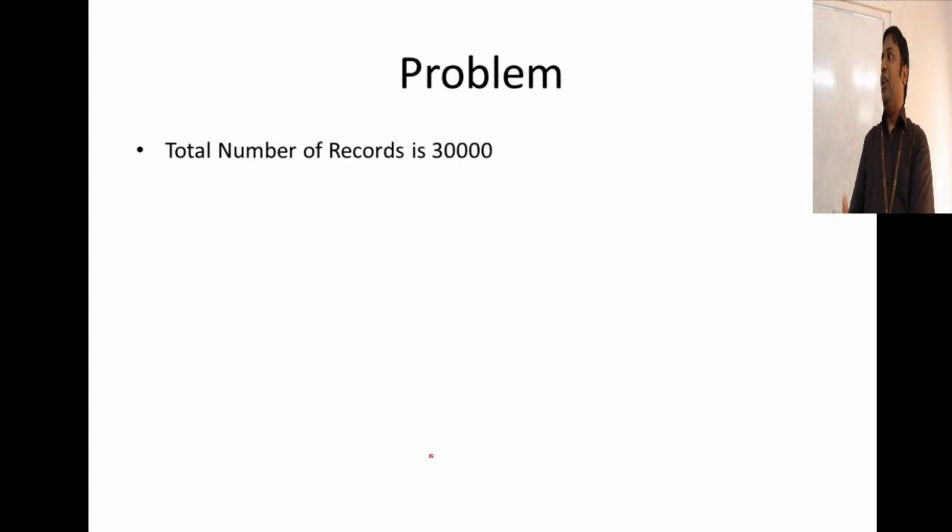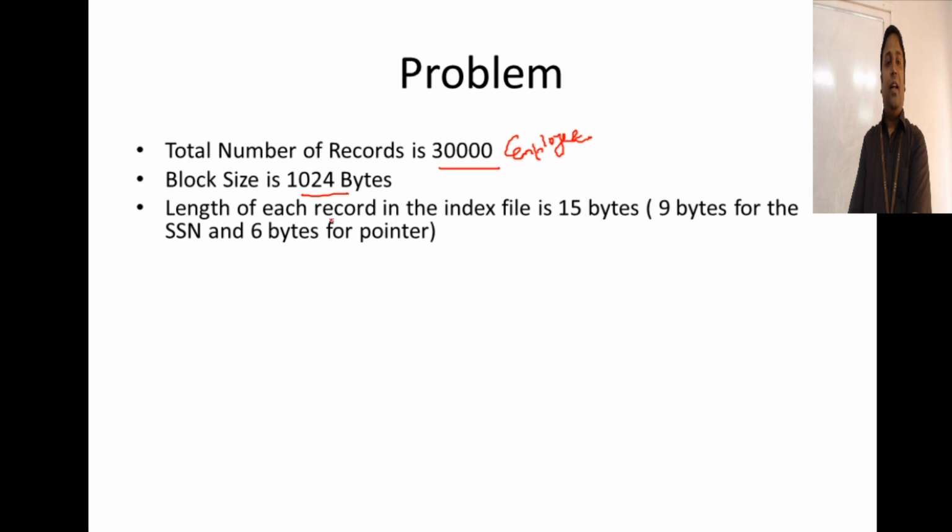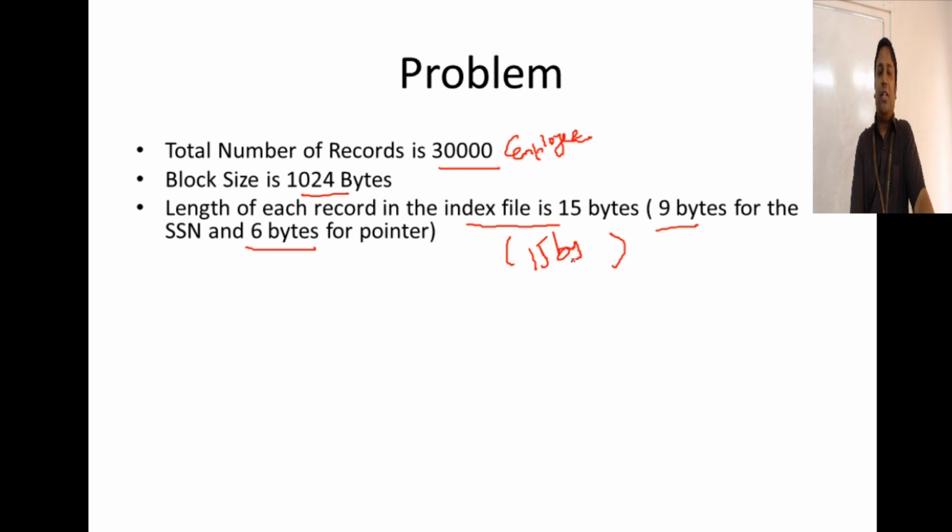Again the same thing. Say we have total number of records to be 30,000 in our employee table, and the block size is 1024 bytes as usual. Length of each record in the index file for my secondary index also will be, say, 9 bytes for my SSN and 6 bytes for pointer. Just for easy understanding, I've taken it like this. So what is the length of an index entry in my secondary index? 15 bytes.